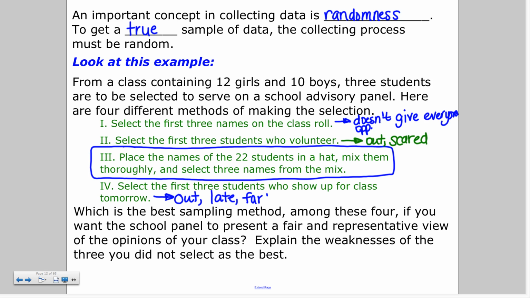They could be farther from the class. For instance, if I pick the first three that walk into my class tomorrow, and if half my class have science or social studies, and the other half are in the CT building, the ones that have science and social studies are probably going to get here first. So you have to make sure everyone has a chance, okay?